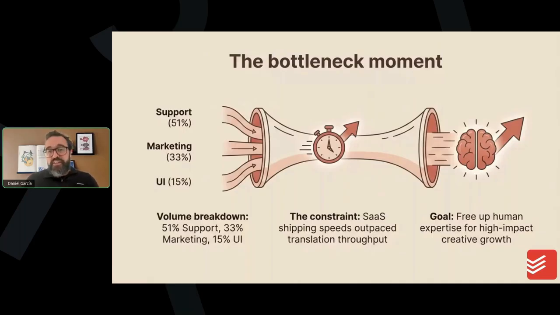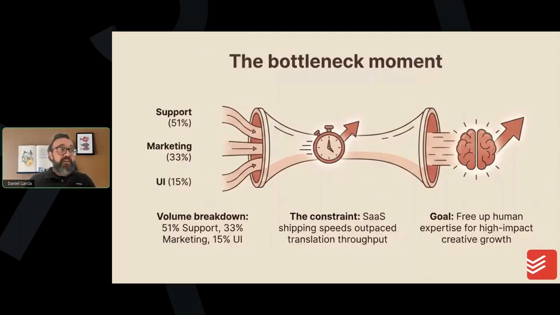51% of the translation volume was support content. 30% of the localization workload, translation and review, was marketing, and 50% was UI content, the product UI content. So our analysis showed that a significant share of translator effort was concentrated on structured informational content, which prompted us to rethink where human expertise delivers the greatest impact.